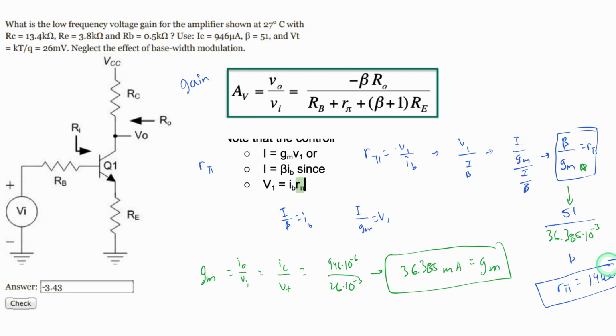Now we're going to take our r pi, plug it into here, and we are going to take our beta, plug it into here. We're given our R naught, which is really, think of it as RC for how we have this problem. We have our RB given to us, we have our beta plus 1, and then we also have an RE. So after we do all of this math, we're going to get approximately negative 3.43, and this is our AV right here. So that's how we would go about solving for this problem.